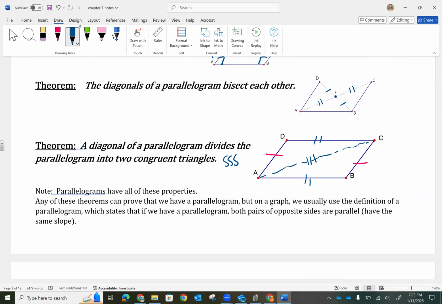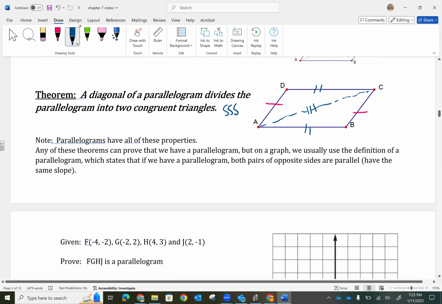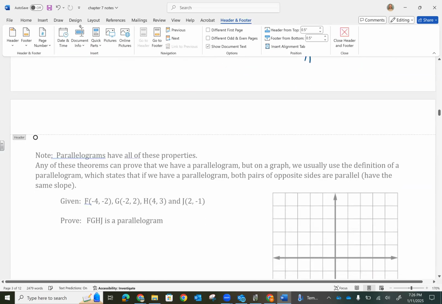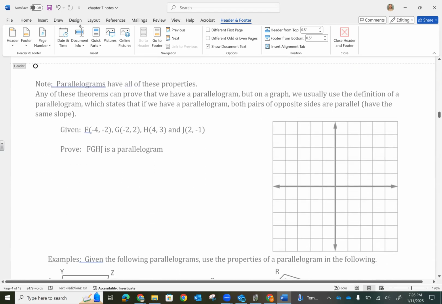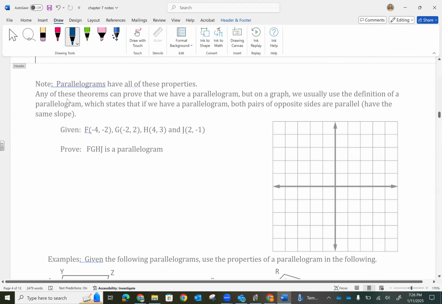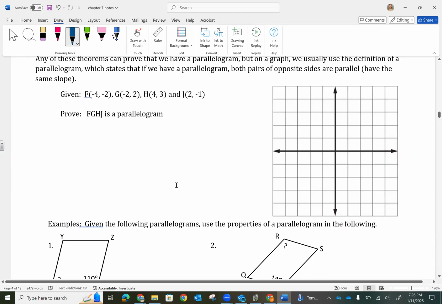Now, normally, there are lots of ways to show, hey, this must be a parallelogram. But the main way that we show this is going to be by showing that opposite sides are parallel to each other. So later in the chapter, I'll give you guys some ordered pairs. I'm like, hey, is this a parallelogram? And so the question is, can you show it? And normally we'll show that something is a parallelogram by showing that opposite sides are parallel to each other.